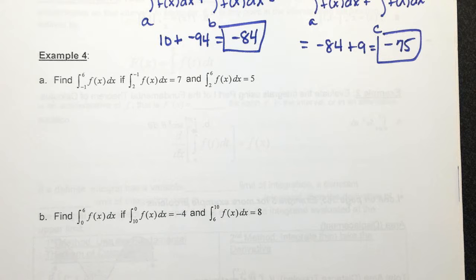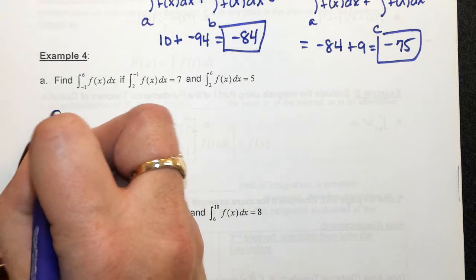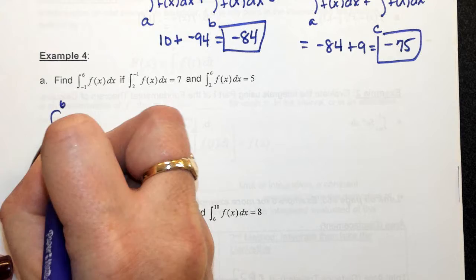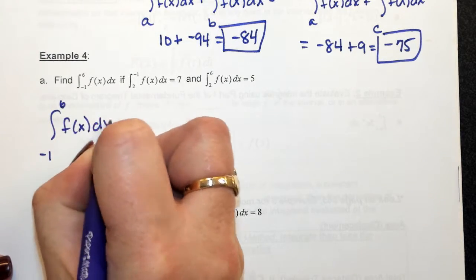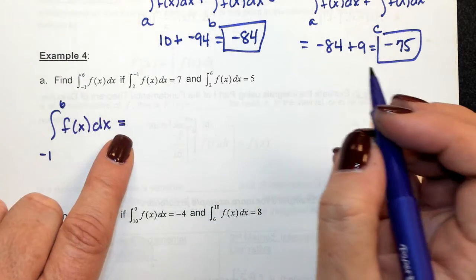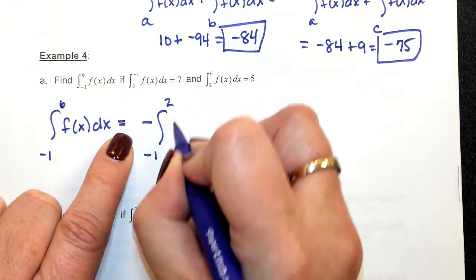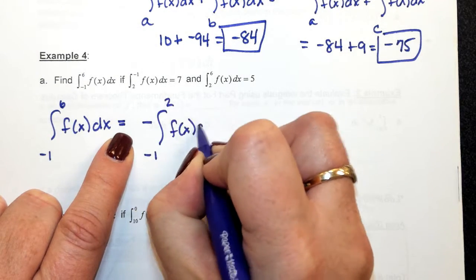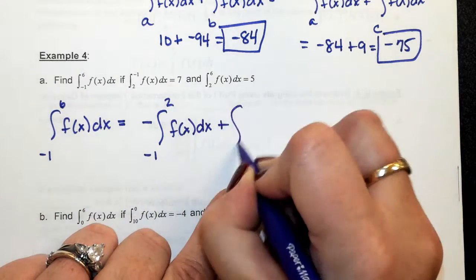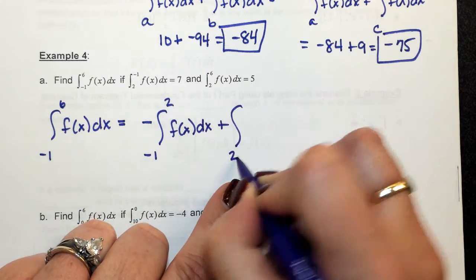Remember what I said about this lower bound? This lower bound should be your smaller one. So in other words, to rewrite this so that it's a proper integral, you're going to want to negate it. So we want to find the area under the curve from -1 to 6 of f of x dx. That's going to have to be equal to the negative, again I'm going to negate this, from -1 to 2 of f of x dx, plus the area under the curve going from 2 to 6.